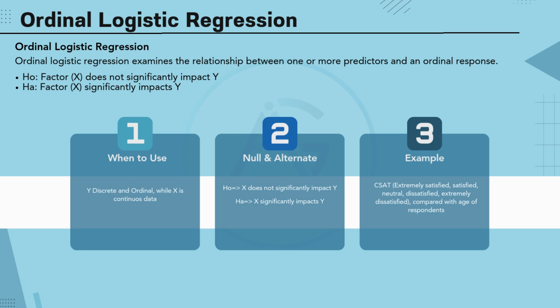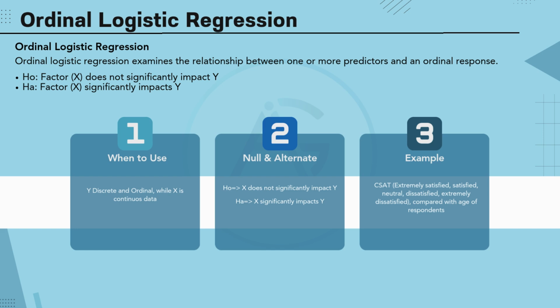For example, survey responses like extremely satisfied, satisfied, neutral, dissatisfied, extremely dissatisfied. When to use ordinal logistic regression. When Y is ordinal and discrete, like satisfaction level or pain scale. X is continuous, e.g., age, income, or can also be categorical.